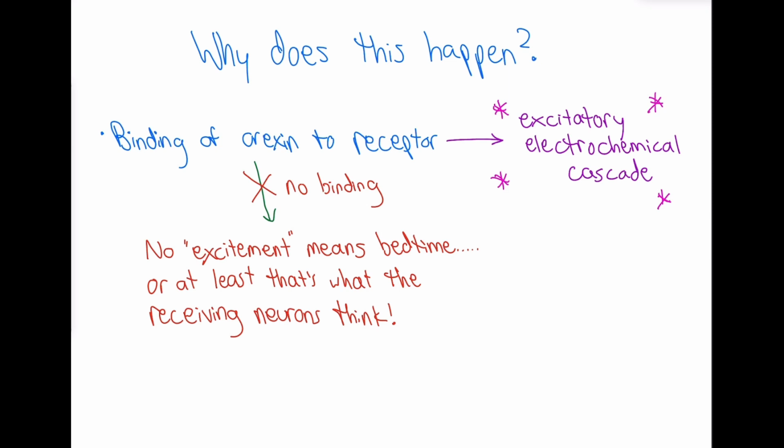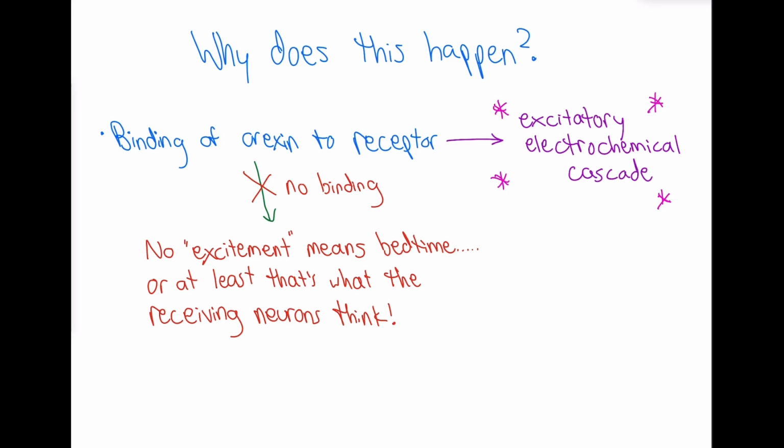Well, when orexin binds to its receptor, this causes an excitatory electrochemical cascade. Basically, what this means is that the receptor is bound to another protein called a G protein that's on the inside of the cell membrane. So when orexin binds to its active site on the receptor outside of the cell membrane, that G protein is released and it causes a cascade of signaling events that eventually lead to excitation of the cell.